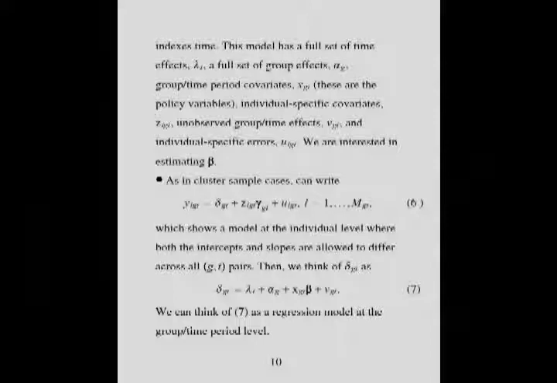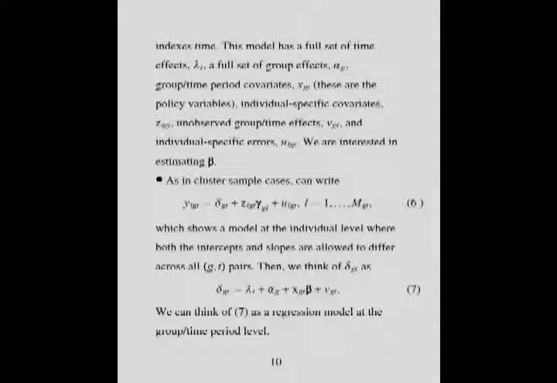Compared with what we did before, there are now 3 subscripts instead of 2: I represents the individual, G represents the group or state often, and T is the time period. Then there's this effect which varies at the group time level, and then there's the idiosyncratic component. The idea is we have M sub GT individuals per group, with a full set of time effects and so on.